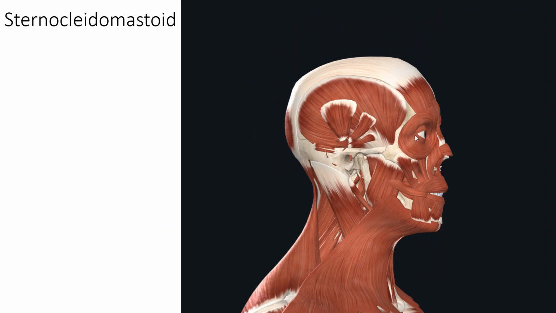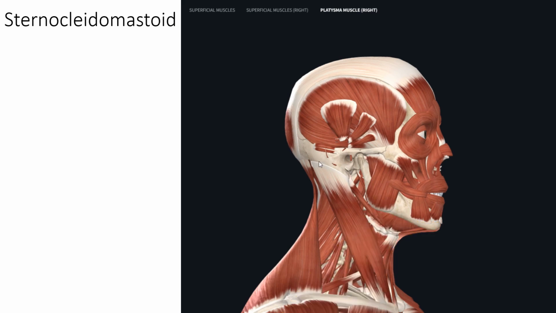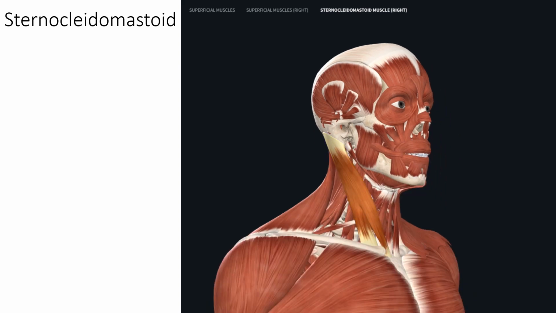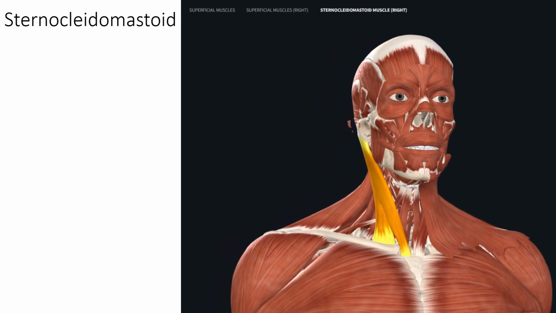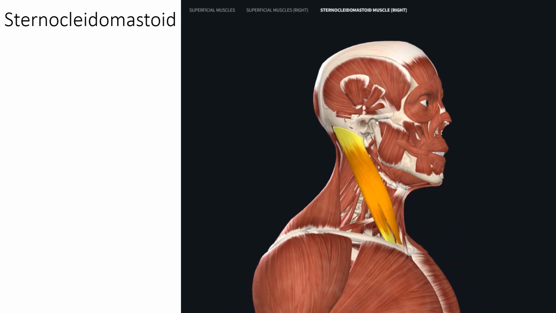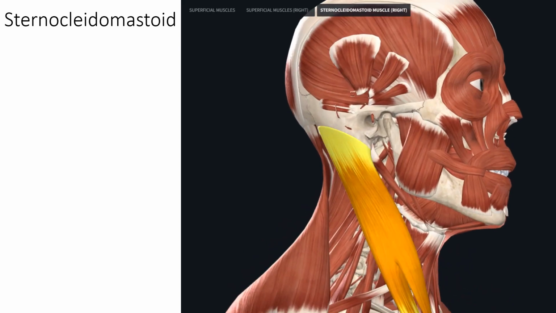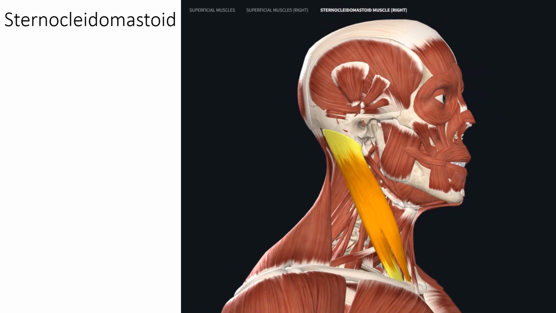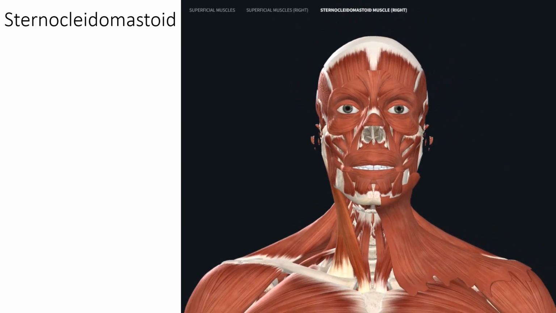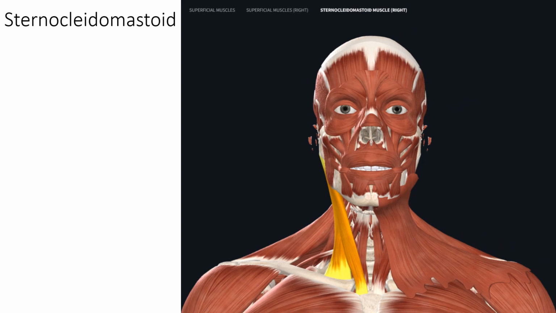So our next muscle is going to be the Sternocleidomastoid. I'm actually going to remove the platysma so that we can see this muscle a little bit better. So hiding that. And so this is the Sternocleidomastoid. It is going to originate on the sternum and the clavicle, okay, and it is going to insert on the temporal bone. This muscle is going to be involved in rotating the head and flexing the head, and I will show you those motions on the next slide.